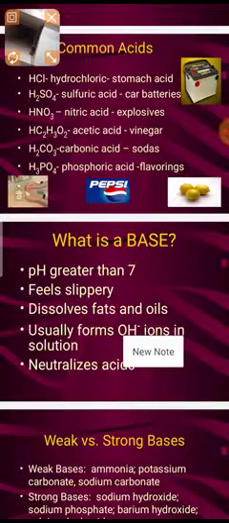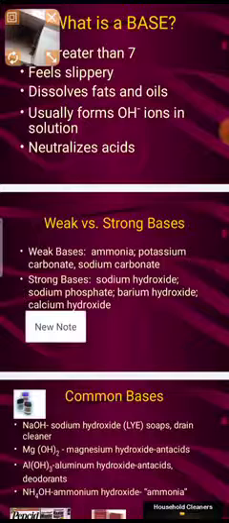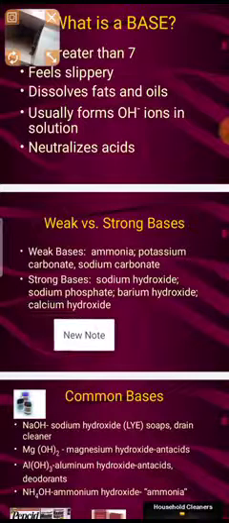Now, weak versus strong bases. Weak bases are ammonia, potassium carbonate and sodium carbonate. In solution they release hydroxyl ions very slowly.